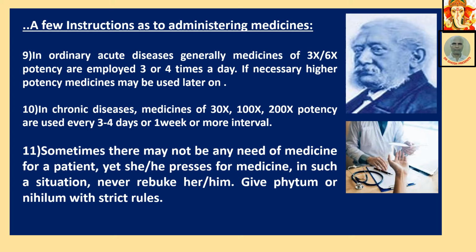Number 10. In chronic diseases, medicines of 30x, 100x, 200x potency are used every 3 to 4 days or 1 week or more interval. 11. Sometimes there may not be any need of medicine for a patient, yet she or he presses for medicine. In such a situation, never rebuke him or her. Give placebo or nihilum with strict rules.